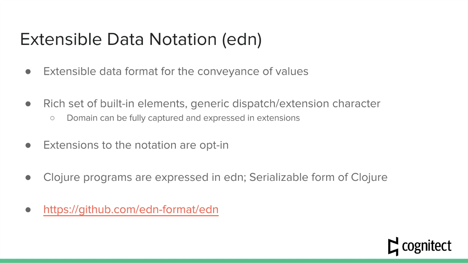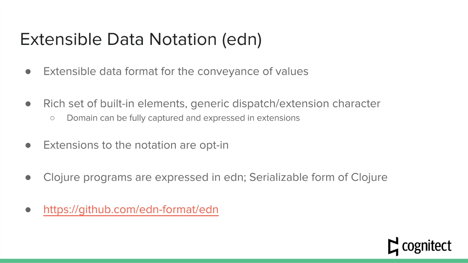It's for the conveyance of values. It has a rich set of built-in elements and a generic dispatch extension character. Using that extension capability, you can fully capture your domain. Now, this is really important for a few reasons. There's incidental complexity involved in mapping your problem into the constructs of a given language. You're always forced to reframe that problem to the closest analogs that you have available in a language. This extension character allows you to fully capture domains and express domains however you need to within the language itself.